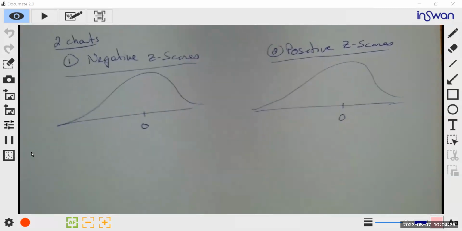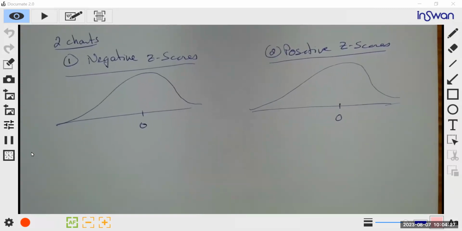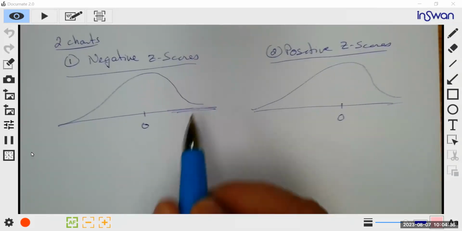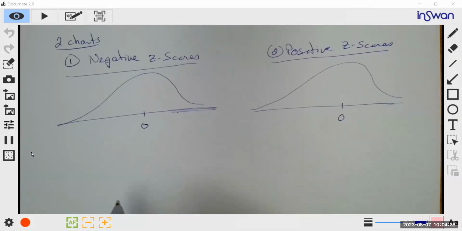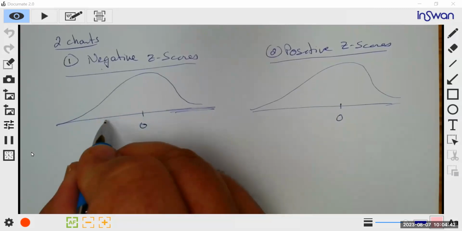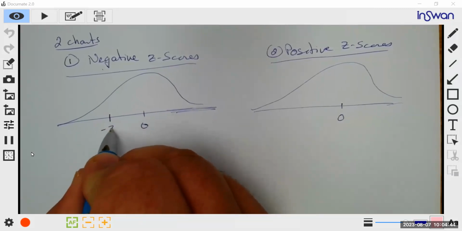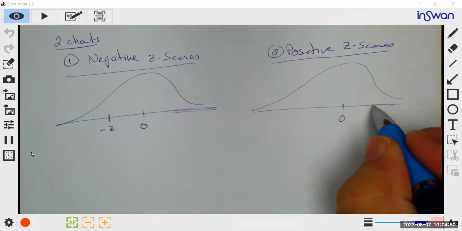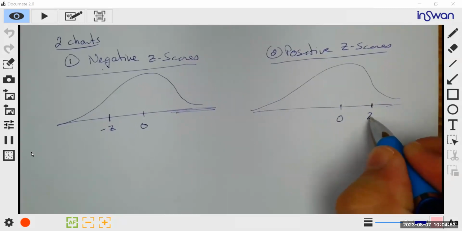And this is what they're going to look like. If your z-score turns out to be negative, what does that tell you? Where on this horizontal axis is your data point you're looking at? To the left or to the right of 0? Yeah, if it's negative, it's to the left. It'll be a negative value. If it's a positive z-score, it's going to be on the right.